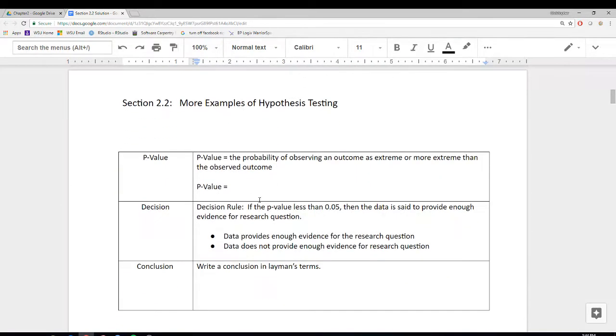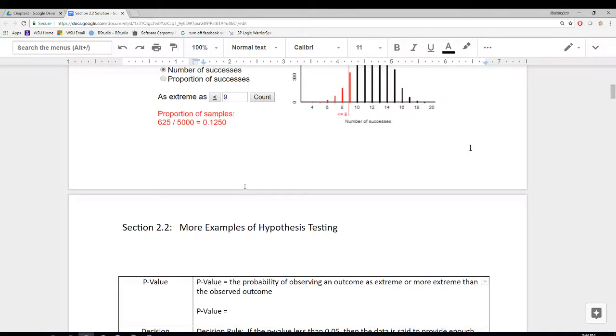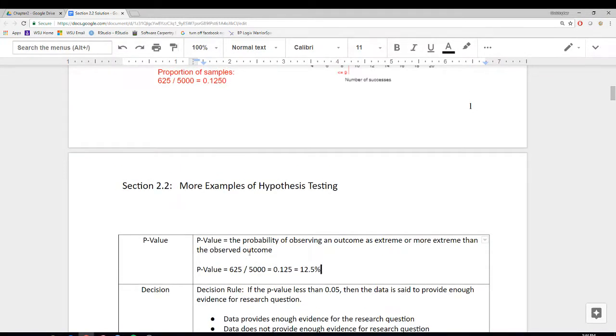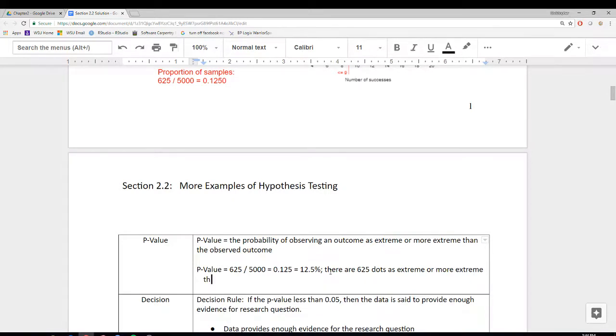So let's go ahead and identify that here. So the p-value is going to be 625 divided by 5,000, which is 0.125 or 12.5%. Again, the 625 here, there are 625 dots as extreme or more extreme than the study outcome. That's where that 625 is coming from.